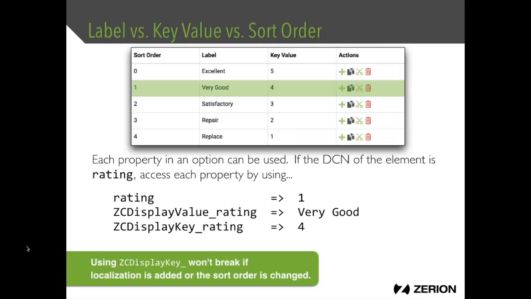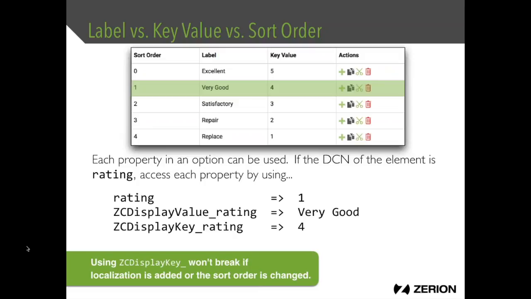Now going back to the fundamental, which said to focus on using the key value for an option, the reason is when you have your option list, you're able to actually access any of these 3 values. If you want to show the sort order or the index, you can do that. If you want to show the label, you can do that, and then the key value as well.